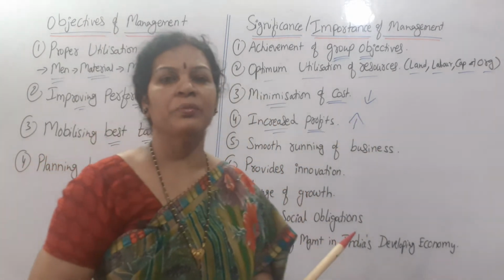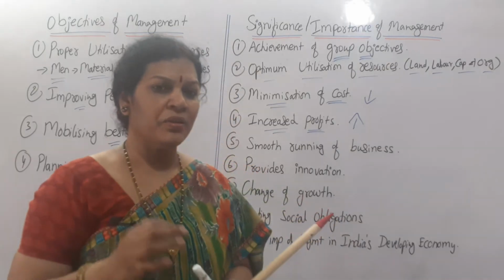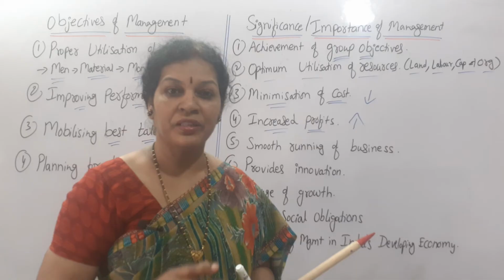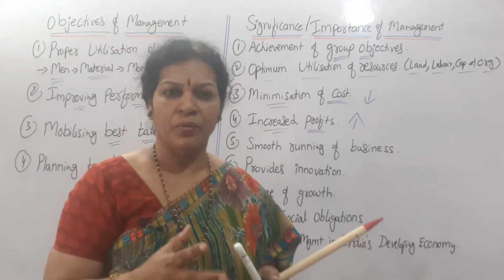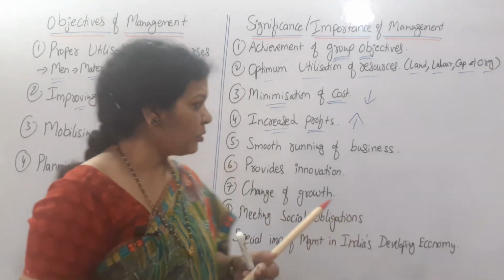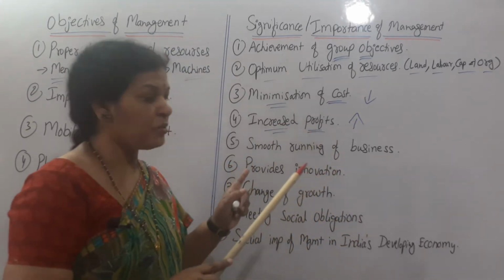For this also, once again, planning. Last year we got a profit of 20 crores. This year we are expecting 30 crores, 40 crores. What is your strategy towards that profit earning? So that's what we call increased profits.